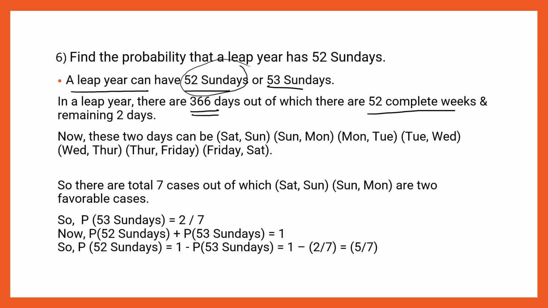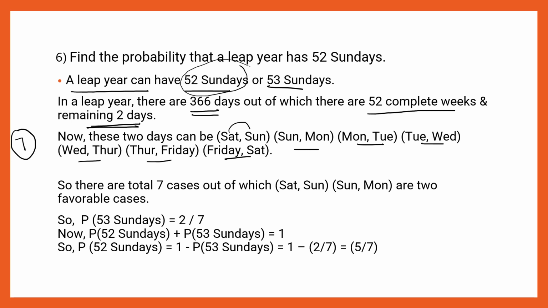52 complete weeks, and we have 2 remaining days. These 2 remaining days could be anything. It could be Monday, Tuesday; Tuesday, Wednesday; Wednesday, Thursday; Thursday, Friday; Friday, Saturday, could be anything. There are a total of 7 days, right? So here we have combinations of 2 of them: Saturday, Sunday; Sunday, Monday; Monday, Tuesday; Tuesday, Wednesday; Wednesday, Thursday; Thursday, Friday; and Friday, Saturday.